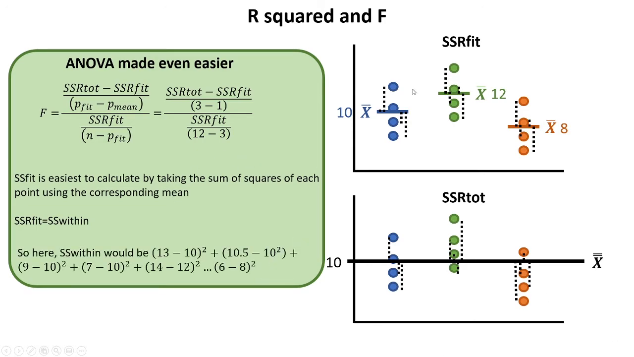So here, you would just go through 13 minus 10, 10.5 minus 10, 9 minus 10, 7 minus 10 for the first group. Then with the second group, it would be this minus 12, this minus 12. Last group would be this minus 8, this minus 8. Until you have the end, you square them all, you add them up. There's your sum of squares of your fit. Plug it into your equation, you have your F statistic.